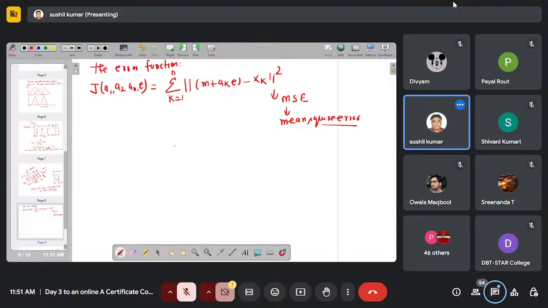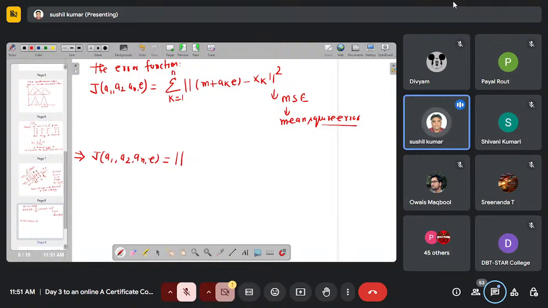This is my error function here. Okay, so the above equation I can write in a different way actually. So it is like this: J(a1, a2, ..., an, e). I'm just modifying this equation actually. Okay, so the summation will be there as it is.